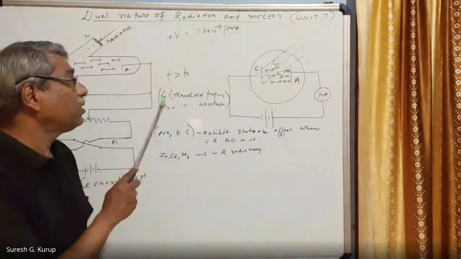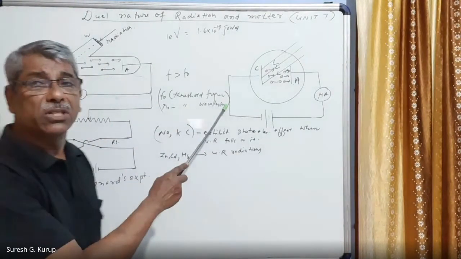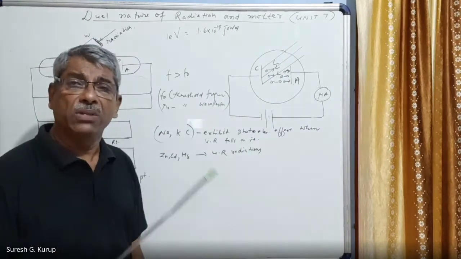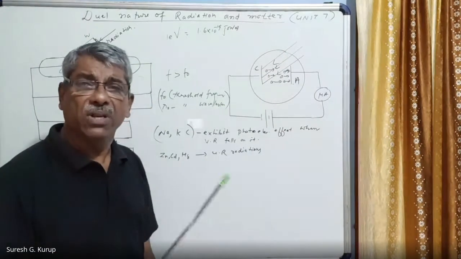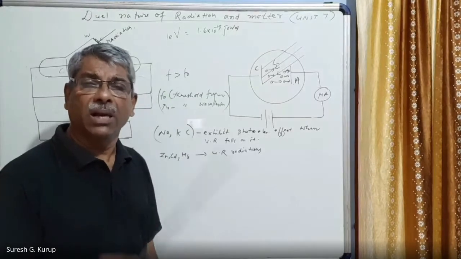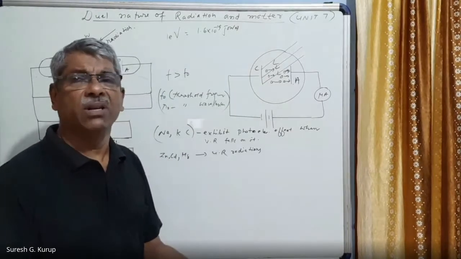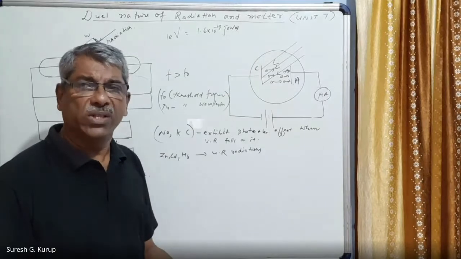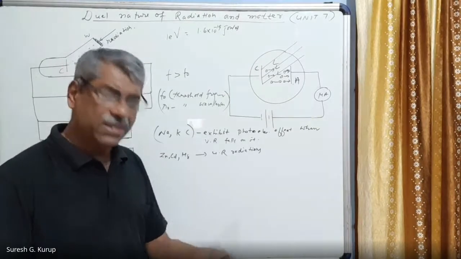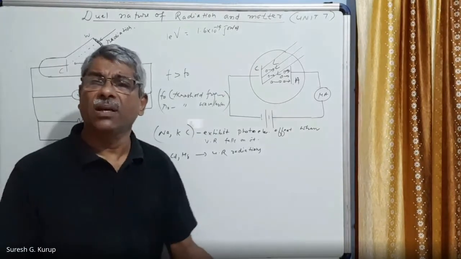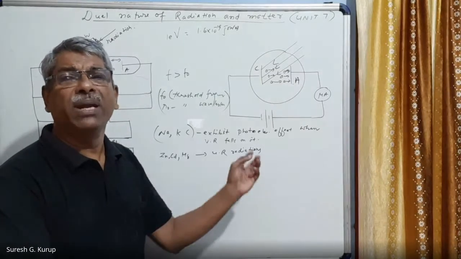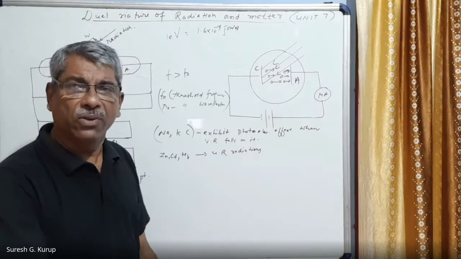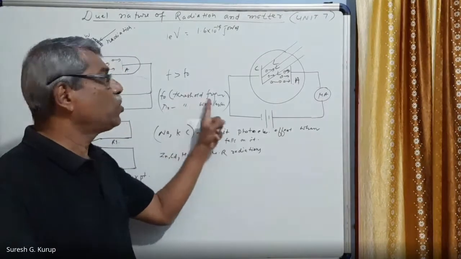So threshold frequency is the minimum value of frequency required for a metal surface so that it can emit electrons. That will just emit electrons, that's all. Those electrons don't have much kinetic energy, but that frequency is sufficient for the metal surface to bring electrons out of the surface. That frequency is called the threshold frequency.